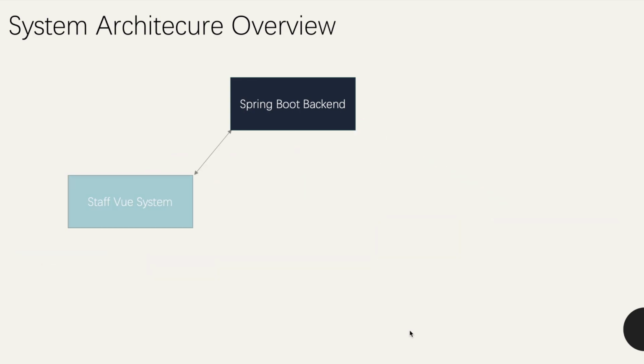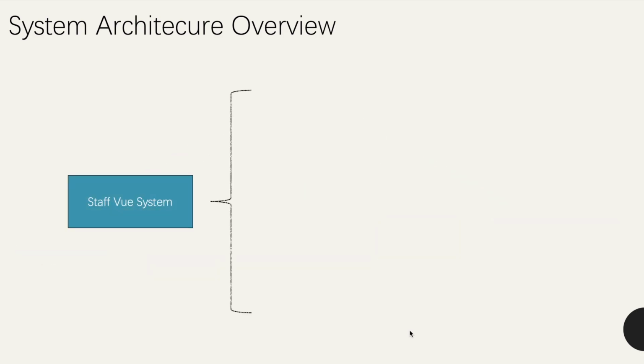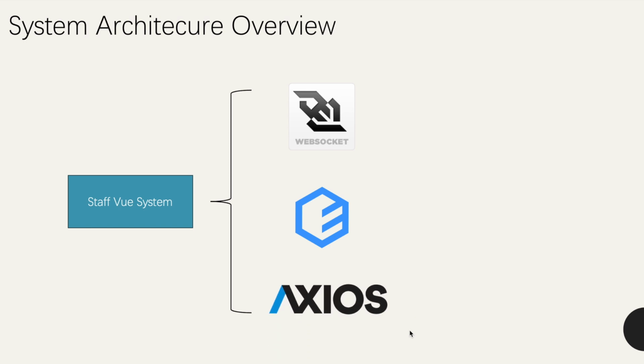Now let's see the Staff View system. It contains WebSocket, which connects to the one in the backend, Element UI, which is a powerful tool to construct a web page, and finally Axios. It is the bridge between backend and frontend.